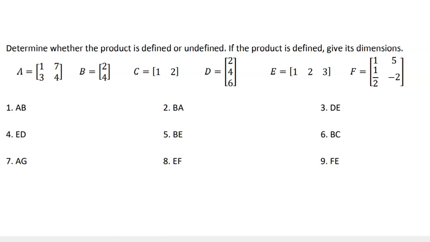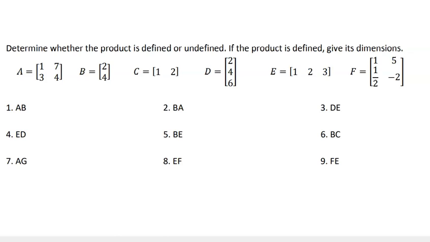All right, we are deciding whether or not the product of each of these matrices is defined, and if it is, what its size or dimensions will be. So the first one here, we have A times B. What we might do is just start by actually going through and listing each of these sizes.